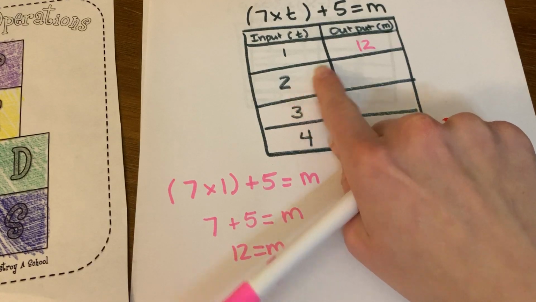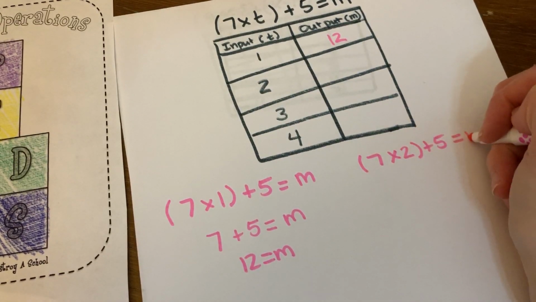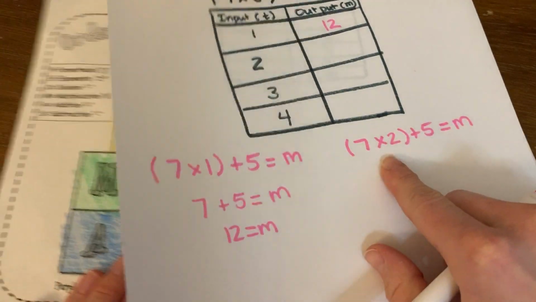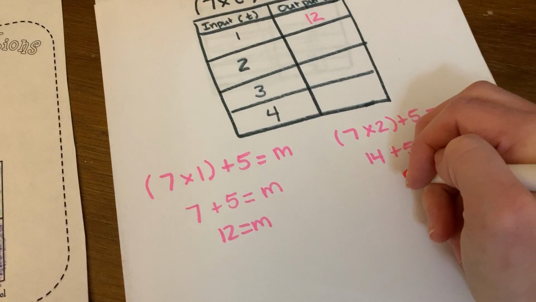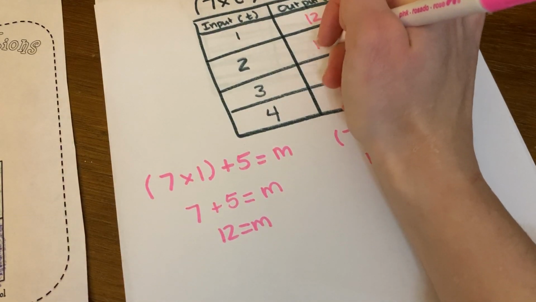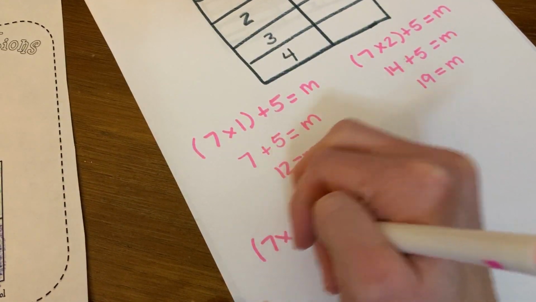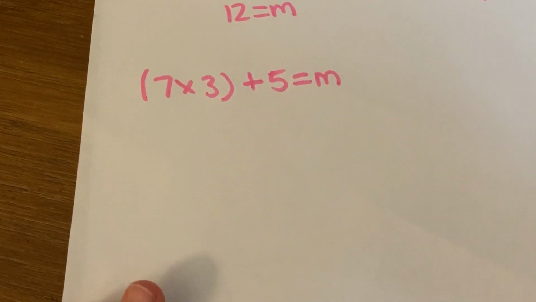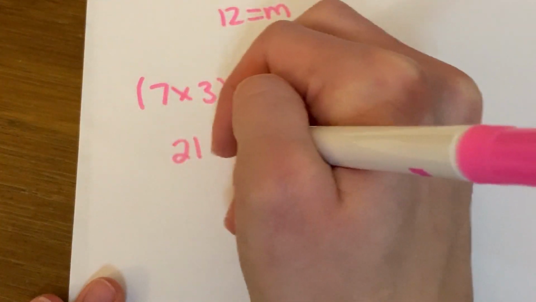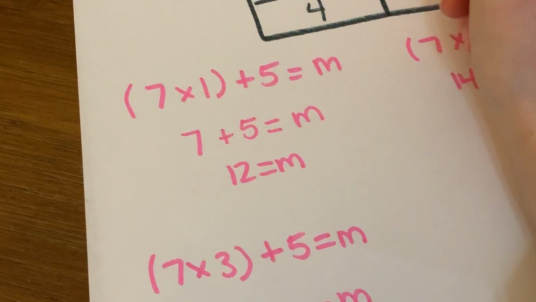All right, so the next one we're supposed to do is 7 times 2 plus 5 equals m. I'm going to go ahead and solve this one. Once again, parentheses first. 7 times 2 gives me 14, plus 5 equals m. 14 plus 5 is 19, so m equals 19. And then for the next one, t is going to be 3. So 7 times 3 plus 5 equals m. You go ahead and solve this one. What does m equal? All right, so PEMDAS says parentheses first. 7 times 3 gives me 21, plus 5 equals m. 21 plus 5 gives me 26, so m equals 26. Going up here and putting it in our chart.